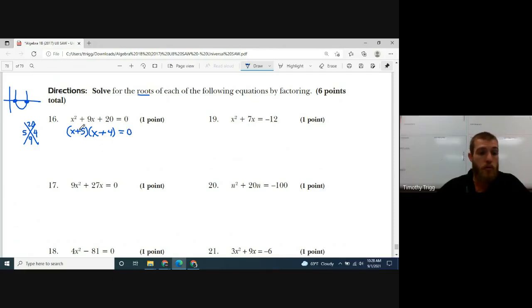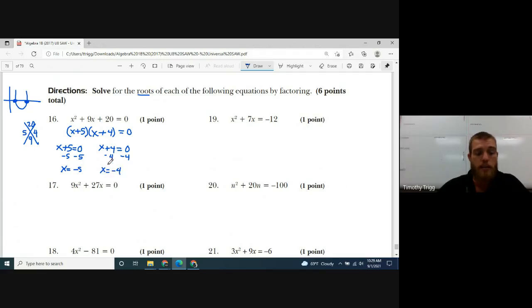Now, what you do is you set each of these equal to 0. So x plus 5 equals 0. And then x plus 4 equals 0. So you put each of these equal to 0, and we're going to solve each of these. So to solve this one for x, we subtract 5 from both sides. So that gives me x equals -5. So -5 is one of the answers. Here, if I subtract 4 from both sides to get x by itself, that gives me that x equals -4.